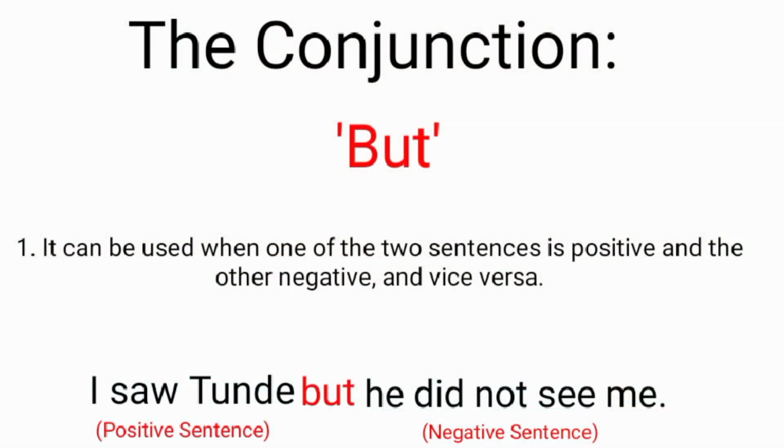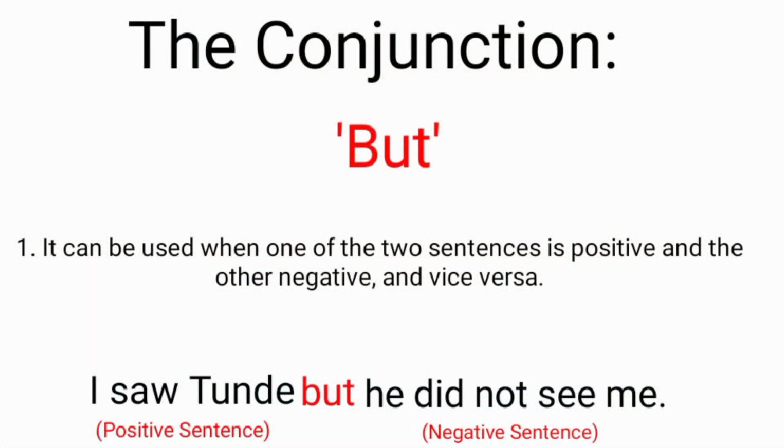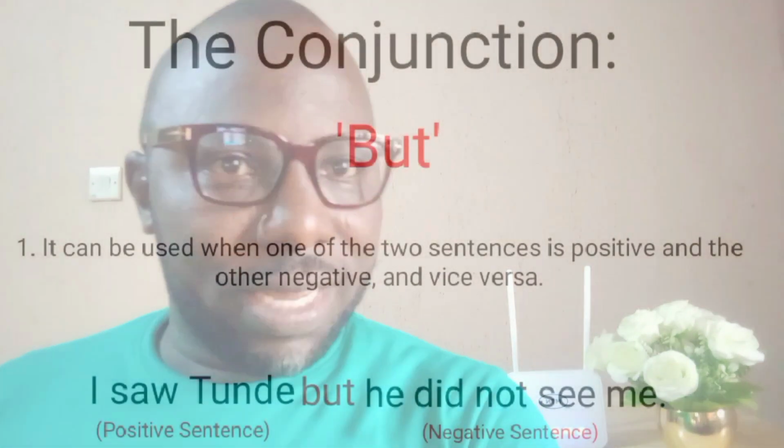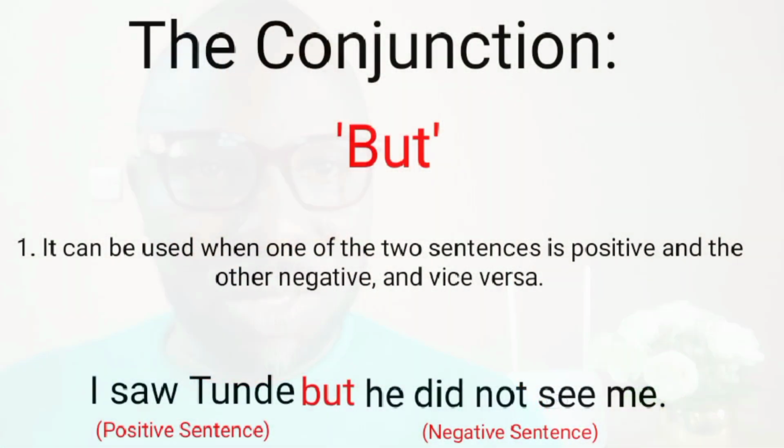But does not allow for the two simple sentences to be of equal value. In other words, you cannot use positive and positive joined by but, and you cannot use negative and negative joined by but. One has to be negative for the other to be positive, and one has to be positive for the other to be negative. For instance, we could have, I saw Tunde, but he did not see me. It would be wrong to say, I saw Tunde, but he saw me. Okay? Because that is positive, positive. So, but joins two simple sentences where one is negative and the other is positive. I hope that is clear.